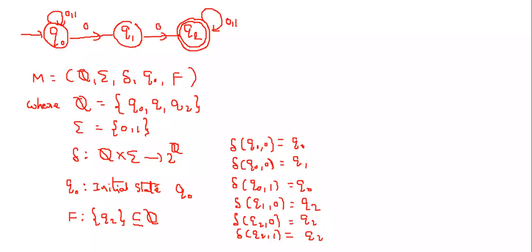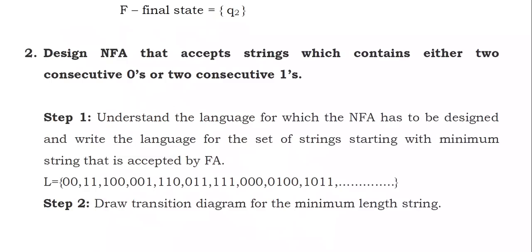Next, we will see some more examples on construction of NFAs. We will see another example. Design an NFA that accepts strings which contain either 2 consecutive zeros or 2 consecutive ones. That means your string shall contain either 2 zeros or 2 ones continuously. Anything is accepted, either 2 zeros or 2 ones. So what will be the minimum string? The minimum string is either 0 0 or 1 1. That means we first have to draw the diagram for these minimum strings.